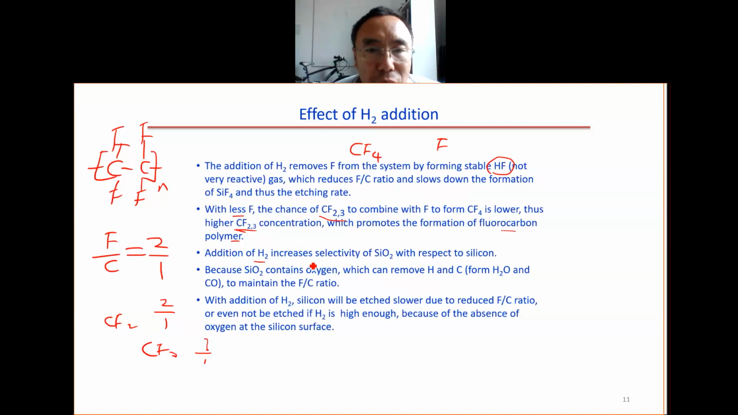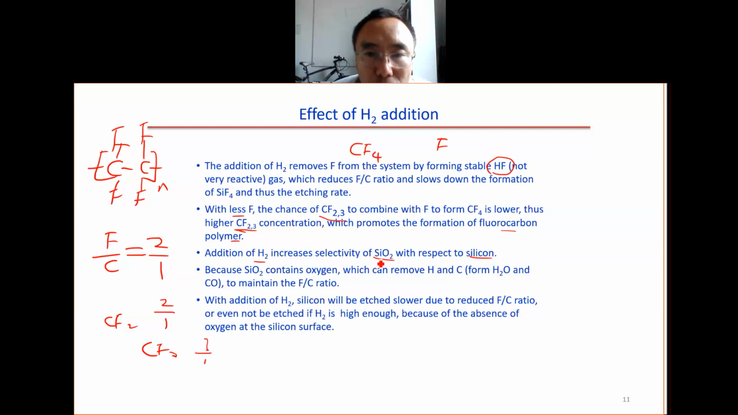So adding hydrogen increases the selectivity of the etching of silicon oxide over silicon. The silicon oxide etching rate will be reduced, but not too much. But the silicon etching rate will be much more reduced.